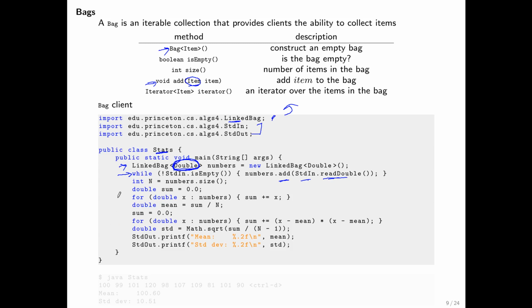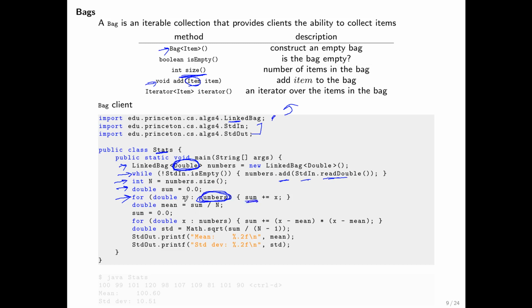And then what we do is we just do some basic statistics. We first get the number of elements in the bag by saying capital N is numbers.size. So there we make use of this method from the bag API to get the number of elements in the bag. Then we initialize a variable called sum to 0, and we simply add up all the numbers in the bag. And how do we do that? Well, we make use of the for each statement, and we enumerate or iterate over the elements of the bag. Since bag is iterable, we can put numbers right there. It's an object of type bag, so it's iterable, and we are iterating over each and every double in that bag, and we simply accumulate that in sum.